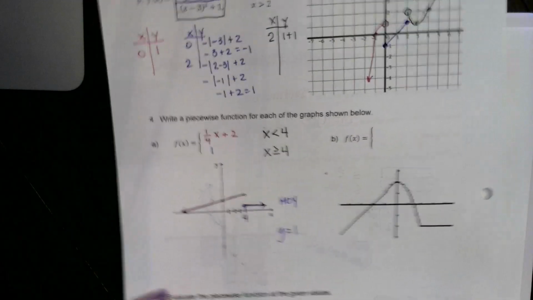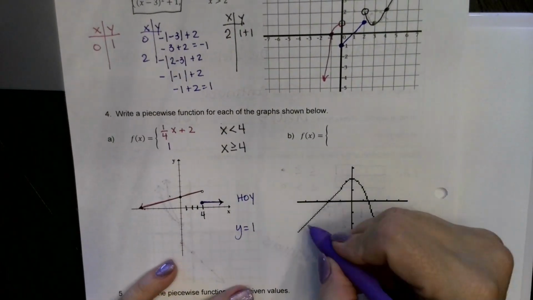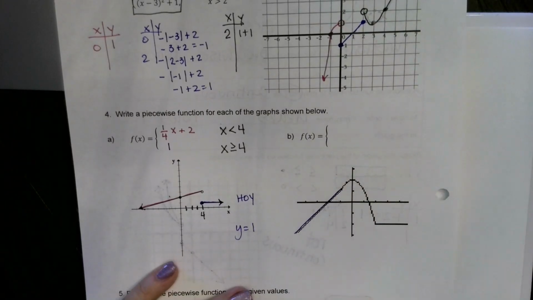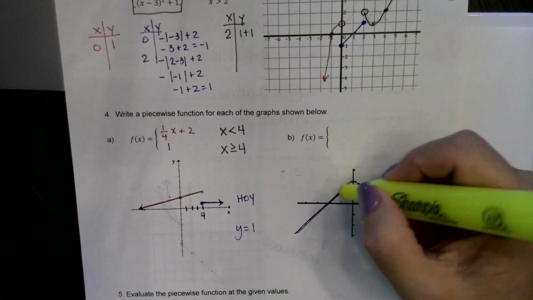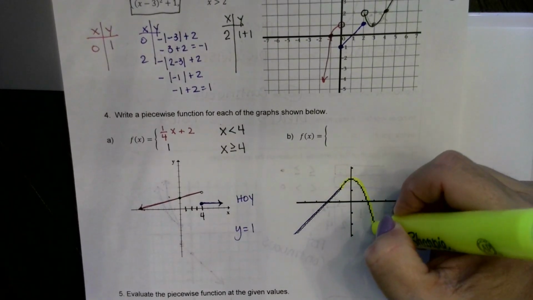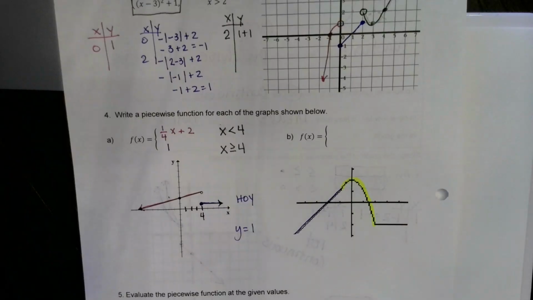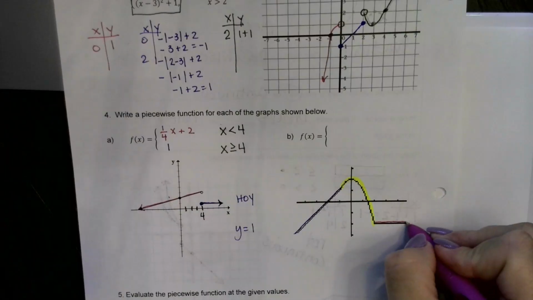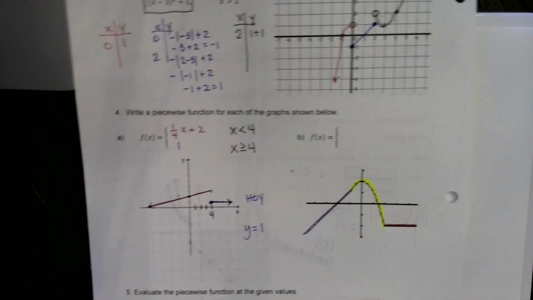All right. So this one, more challenging. So here's what I have. I have this purple line right here, and it looks like that's the ending point. I'm going to use a highlighter on this next part because I think it's easier to see. This is the second part of my graph, and then the last part of my graph is this guy right here, this pink one. So I have 3 parts.